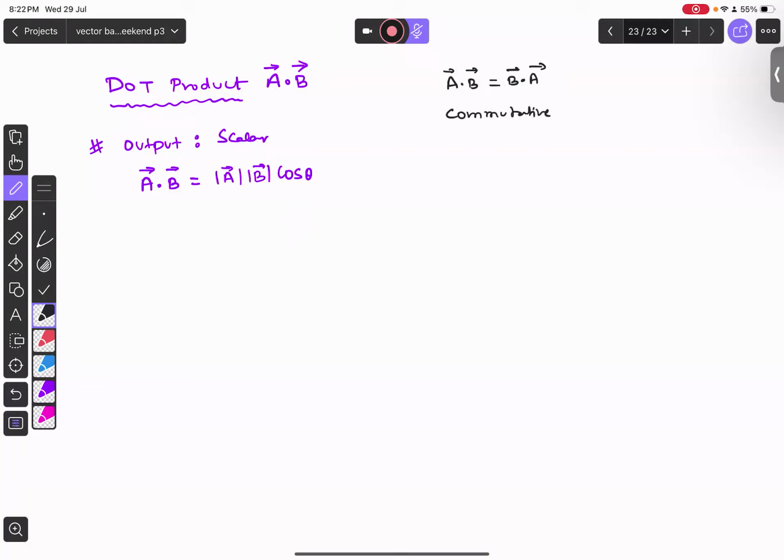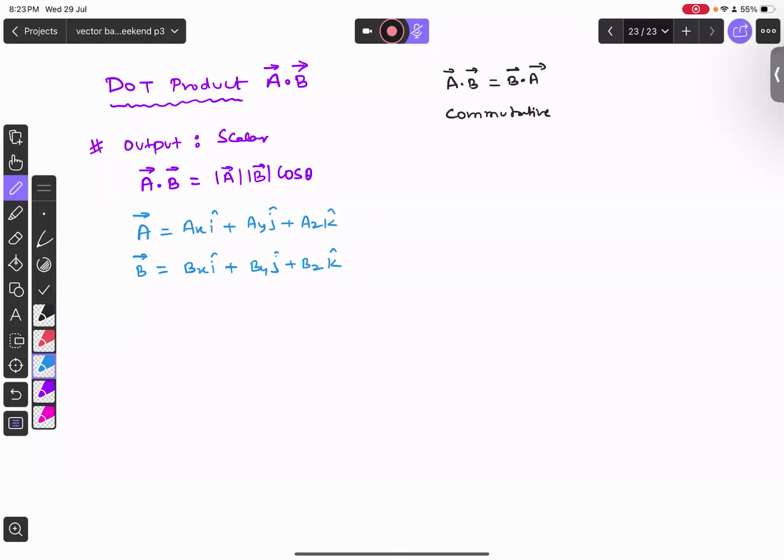Now, in case I tell you the length of vectors A and B and the angle they have, then this is what we do to find the dot product. But every time it may not be like that. Suppose you happen to know vectors A and B in terms of their components: Ax i cap, Ay j cap, Az k cap, and vector B is also given in terms of the components Bx i cap, By j cap, and Bz k cap.